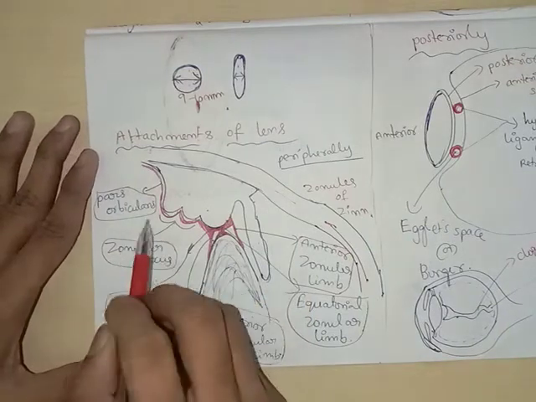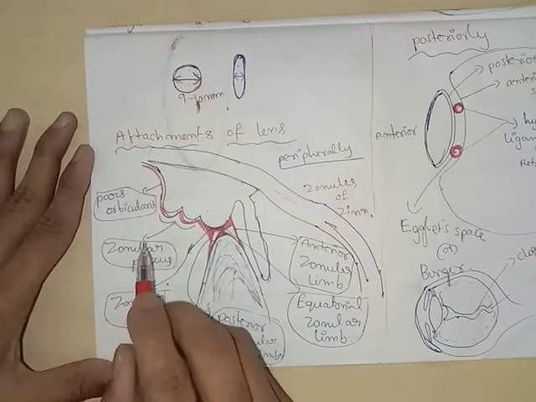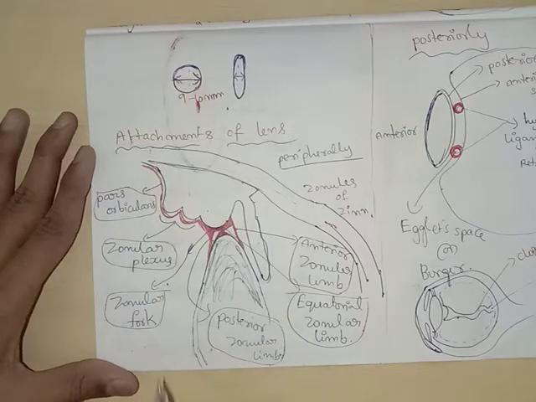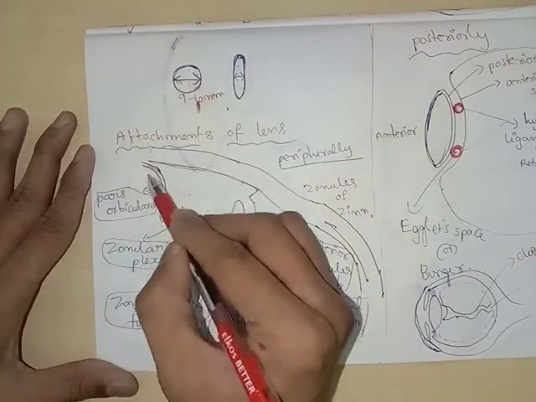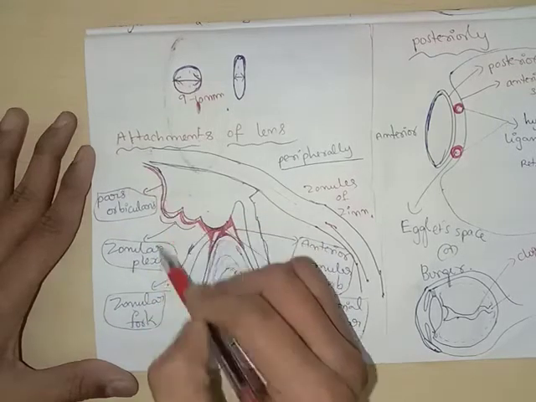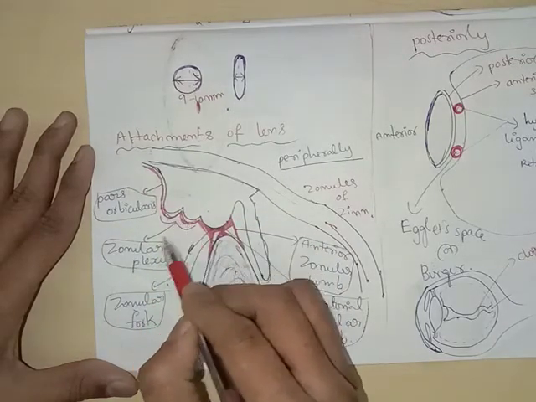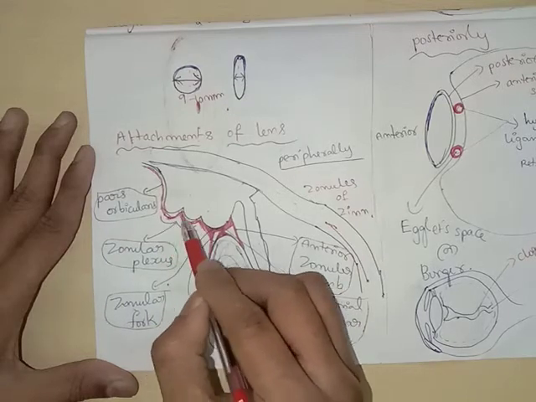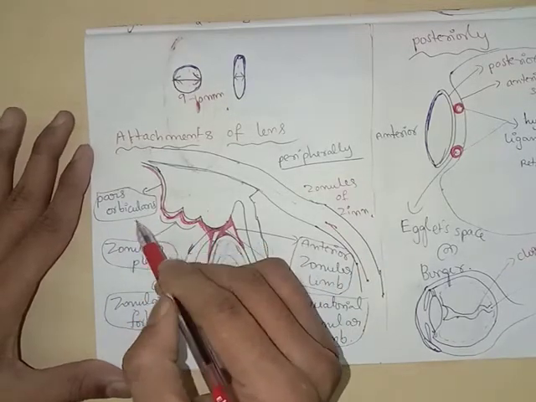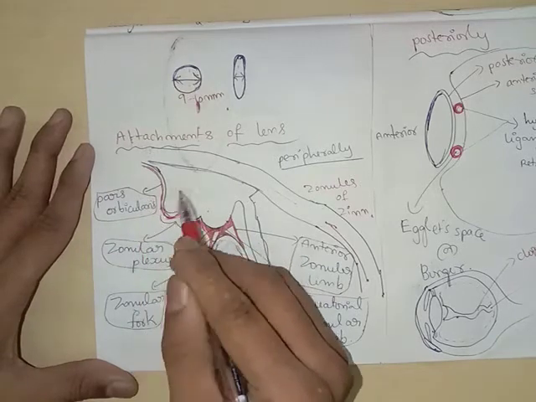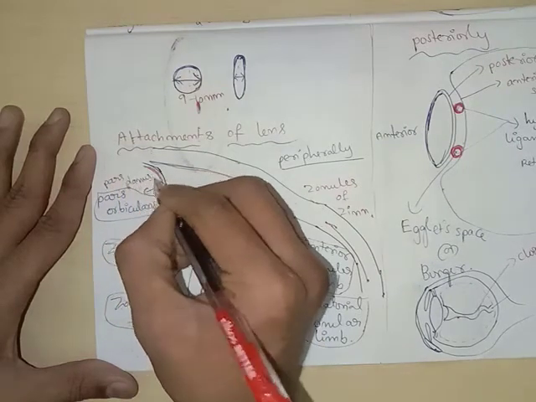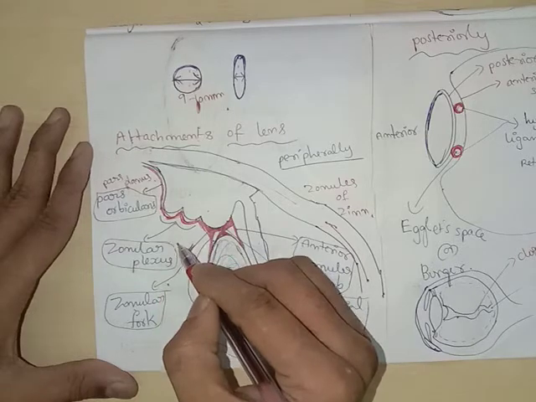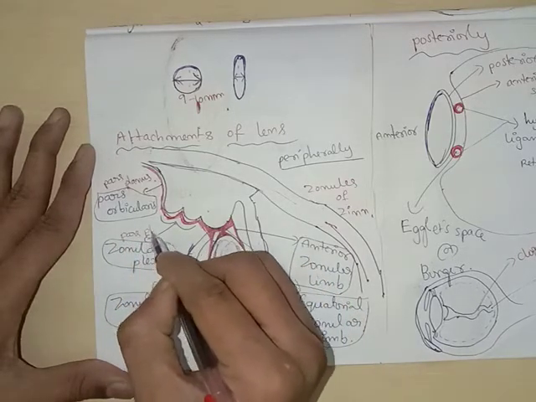Now we focus on what the zonules of Zinn are. They are six in number. These support the lens with the ciliary body. First is the pars orbicularis. Here it is the zonular plexus. The pars orbicularis forms the pars plana of the ciliary body. The zonular plexus forms the pars plicata.